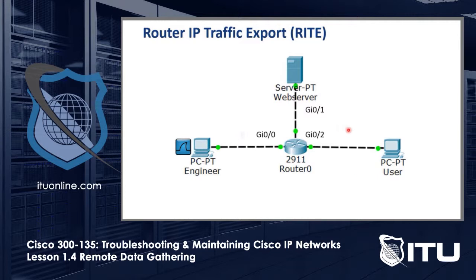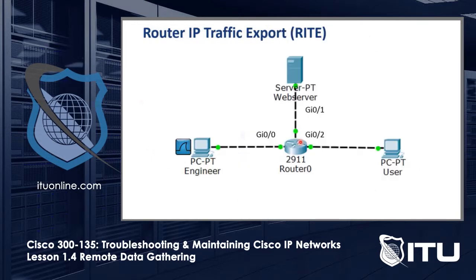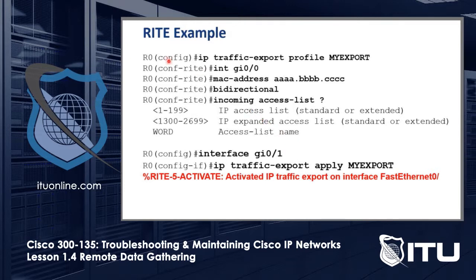You can also do this with routers. Now, you can also create generic routing encapsulation tunnels, but if you wanted to forward router IP traffic, not simply layer 2 Ethernet traffic, you could use something called router IP traffic export, RITE. With RITE, it's not a switch that's between me and the server and the user, it is a router. And so my commands will be a little bit different. So in this case, I'm going to the router, and in global I'm saying IP traffic-export, and I make up some profile name, any name you like, profile, my export, something, whatever.